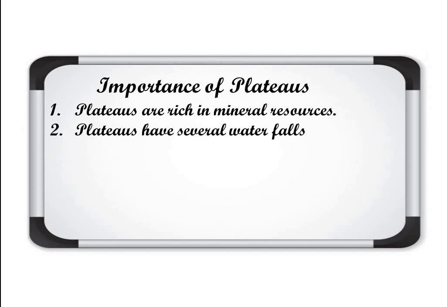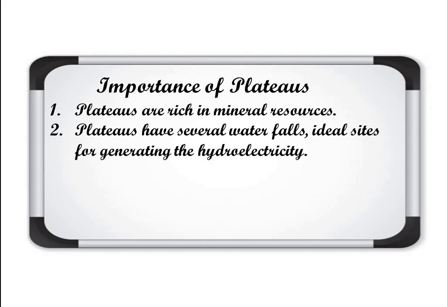Plateaus have several waterfalls and they are ideal sites for generating hydroelectricity. As we know, in a waterfall, what happens? The water comes from the height downwards, and that is the process by which hydroelectricity is generated. And the examples are given there in your book. The waterfalls there, the Hundru Fall and Jog Fall, are described. Hundru Falls on the Subarnarekha river in the Chota Nagpur plateau, and Jog Fall in Karnataka. These are examples of falls in plateaus.